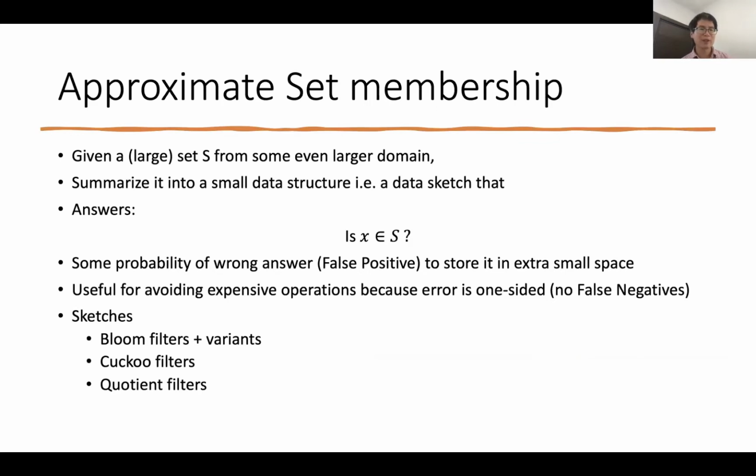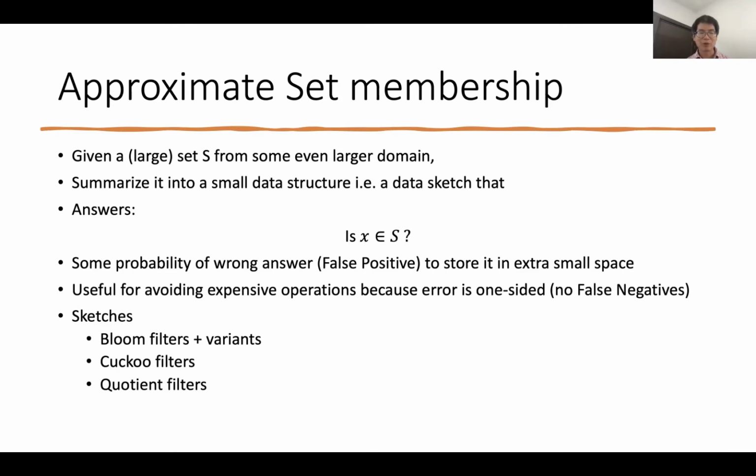So in this paper, we consider a variation of the approximate set membership problem. In the basic problem, you have a single large set S drawn from some even larger domain. You want to summarize it into a small data structure, i.e. a data sketch, which is able to answer a question: given an item or a key X, is X in S? And this data sketch will allow for some probability of a wrong answer in order to be able to store it in an extra small amount of space.